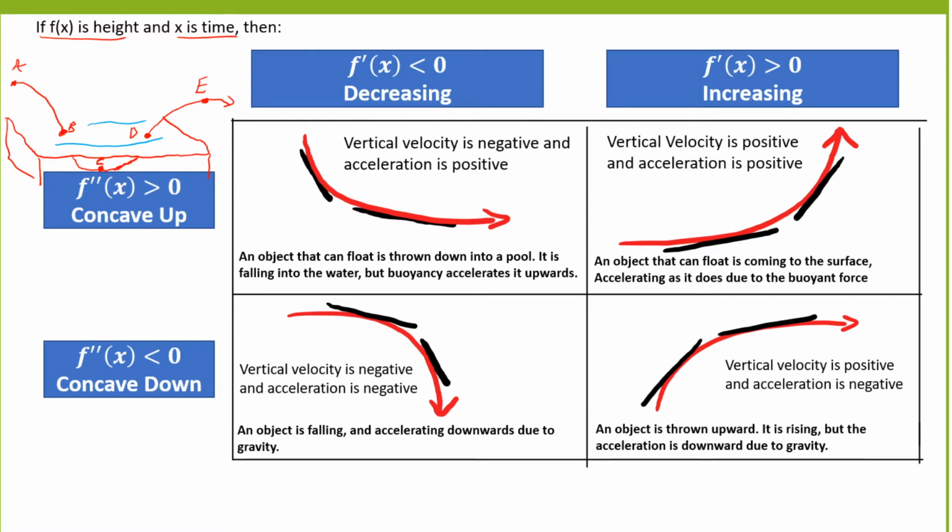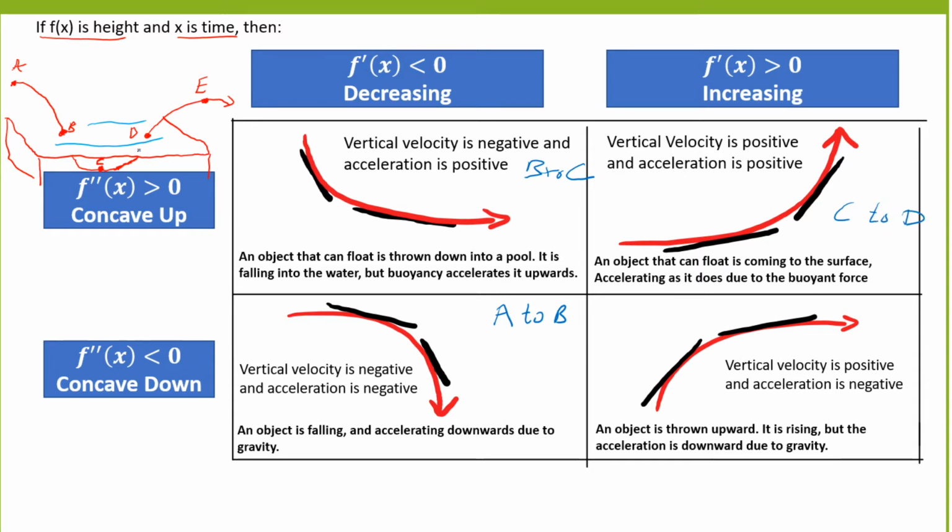After point C, we start increasing. So I guess I should label these. This is from A to B, B to C. Okay, so from C to D, I am increasing and my acceleration is also pushing the ball up. So the height is increasing and our acceleration is also causing our increasing rate to go faster. It means velocity is positive and acceleration is positive. First and second derivative are both positive. And you can see our slopes are getting more and more positive as we go. That's from C to D.